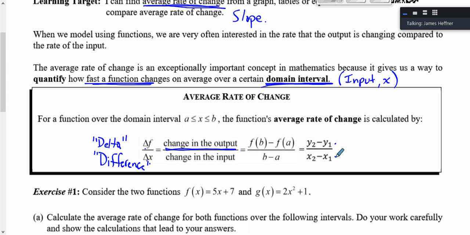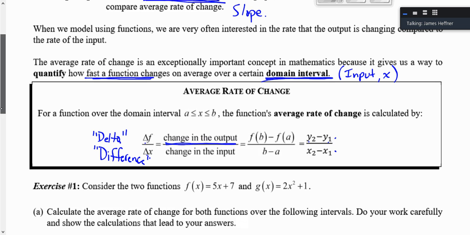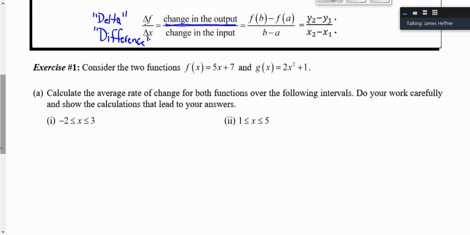So you'll have a function, and they'll ask for the rate of change between two x values, some interval. And you'll have to find the y's that go with those two x's, and subtract them, by plugging them in. So in exercise 1, here's two functions. We got f of x equals 5x minus 7, and g of x is 2x squared plus 1. Which one of those is linear? The 5x, the f of x. And the other one is quadratic. The highest exponent is 2. So that's a curve, right?